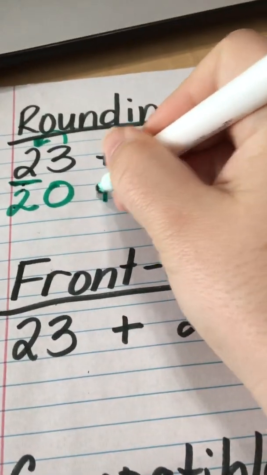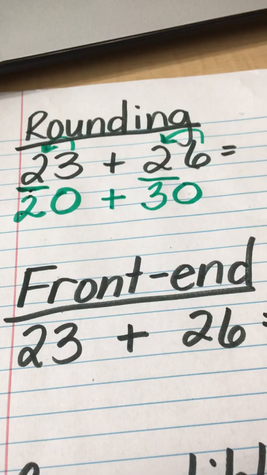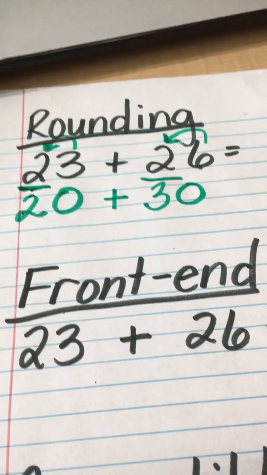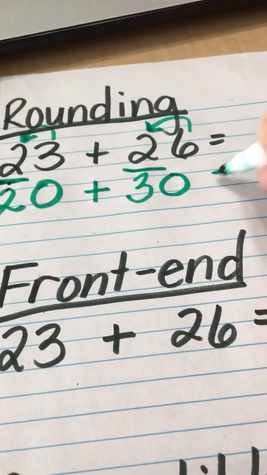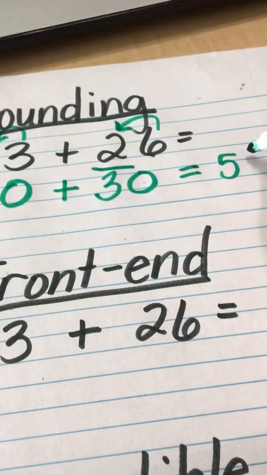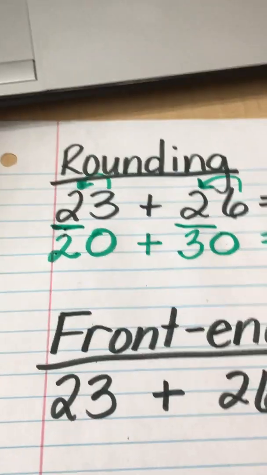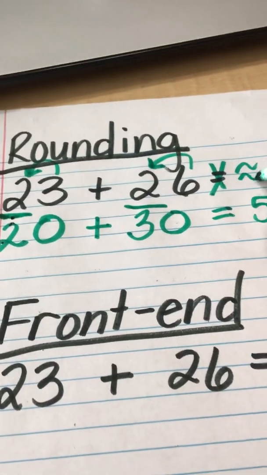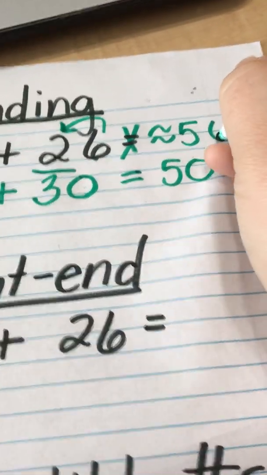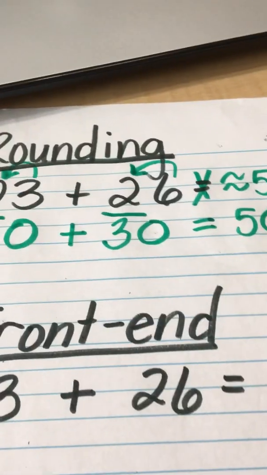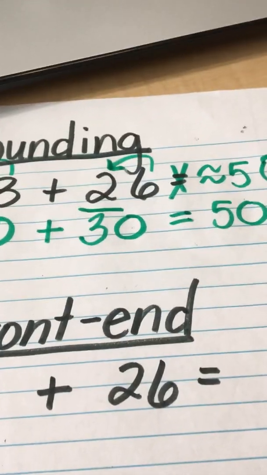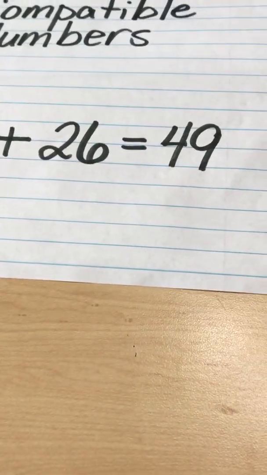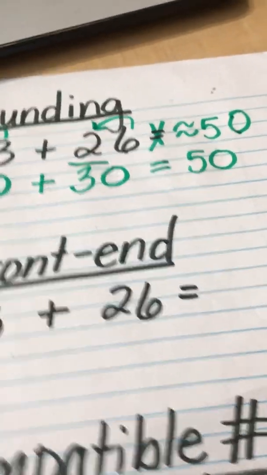So when we use rounding and we round both of these numbers to the nearest tens place, our estimate is 50. So that means that 23 plus 26 is approximately 50, not exactly. And we said earlier that the real answer was 49. So that's a pretty good estimate there.